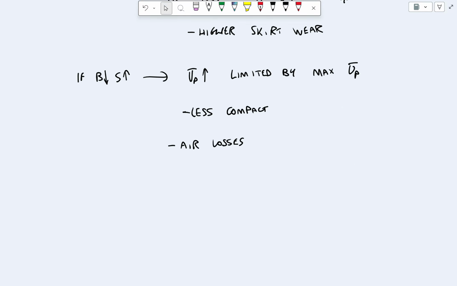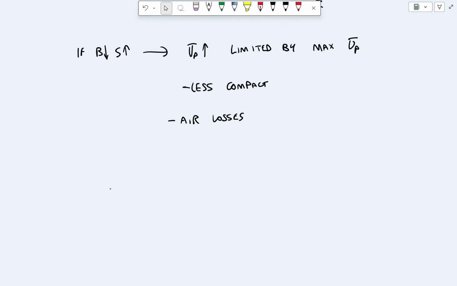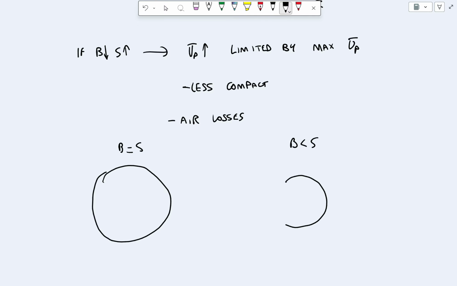So let's take an example of two different systems. Let's say that this is our B equals S system, and I'm going to over exaggerate it with a bore less than stroke system, just so that we clearly understand what's happening. On the left side, we have a bore equals stroke system where we can have two intake valves, for example, and two exhaust valves. We have a lot of space to put these intake valves, so we can actually maximize the space for intake and exhaust.